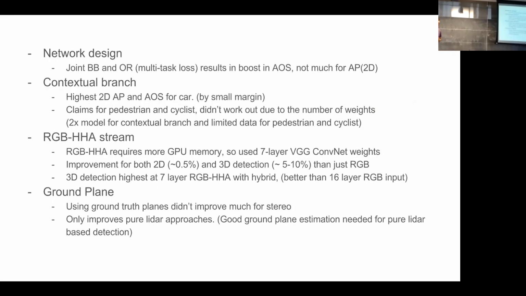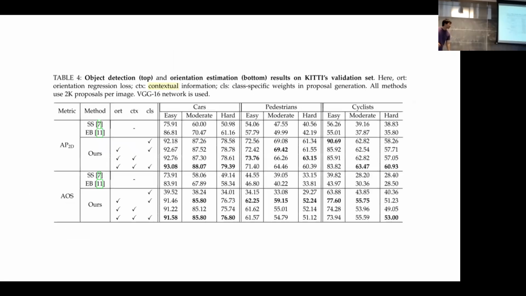Just a few more points that I want to cover. In terms of network design, joint bounding box and oriented regression using one-pass loss results in boosts in overall orientation similarity, but not much for average precision. If you take a look at this table, I'm not sure if you see the number, but from this number to the rest you see about a 50% increase in orientation estimation. That gives another clue that joint estimation of bounding box regression and orientation estimation supports each other.